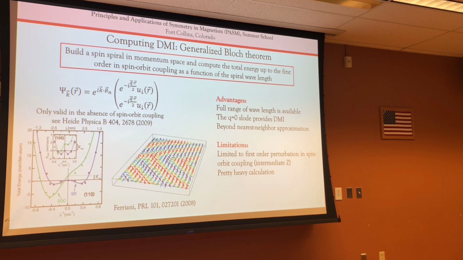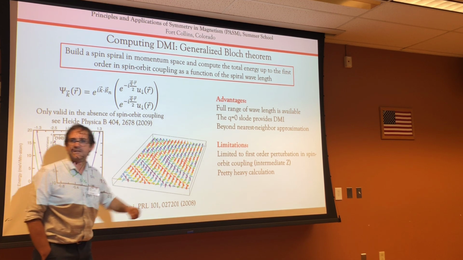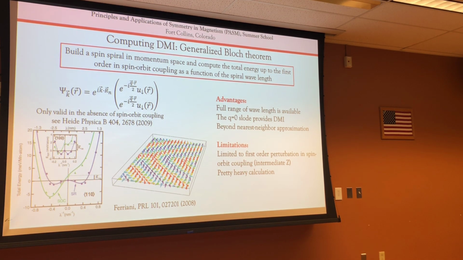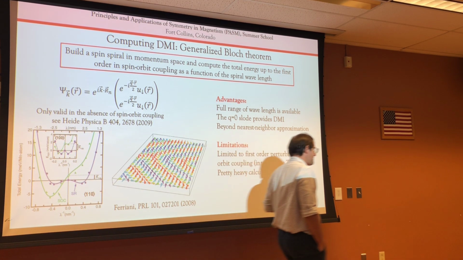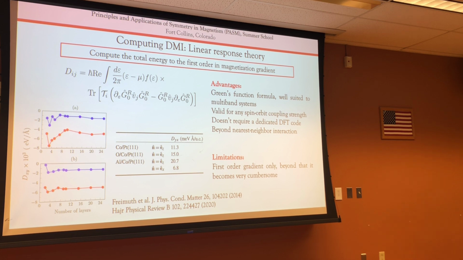There are a number of very impressive papers that are collaborations between the Bluegel group and the Wiesendanger group. That's one of them, where they can actually observe experimentally some spin spirals in their structure and compute the Dzyaloshinskii-Moriya interaction using this method. So I'm a big fan of this method, I have to be frank. But of course, you have this limitation that the spin-orbit coupling cannot be too strong. And the question is, what does too strong mean? Kind of unclear.